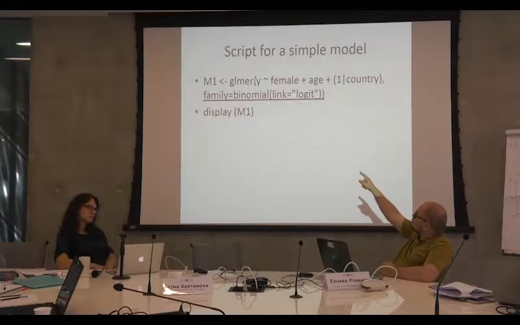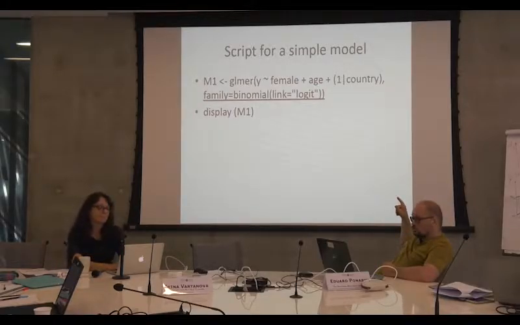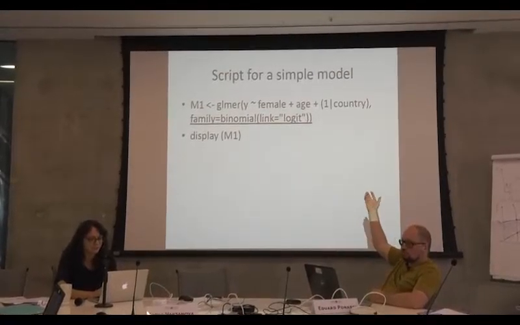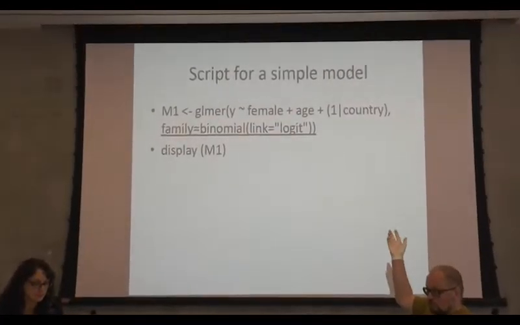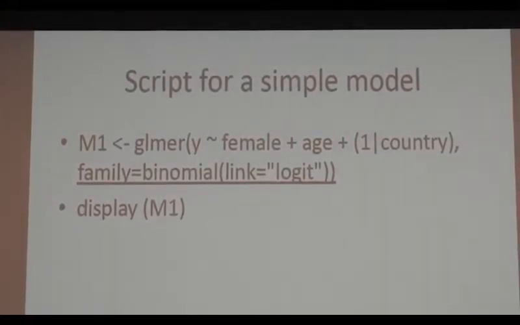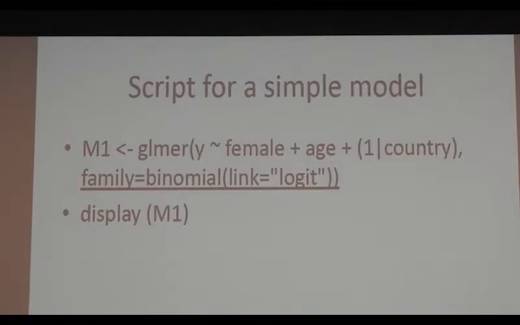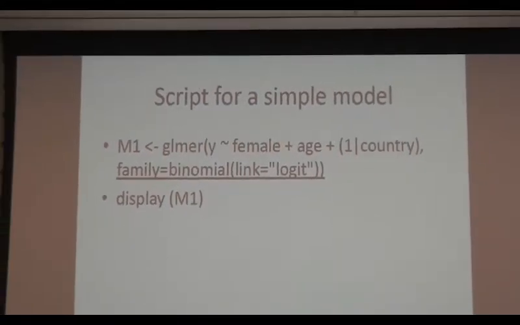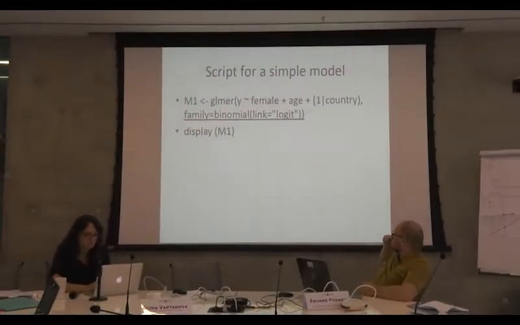Right, so family binomial, and then a sub-argument in parentheses is link logit, because, again, some of you probably know that instead of logit, you can run probit models, so the coefficients will be different. But if you want logit rather than probit, then you specify link logit. So this is how you run logistic regression in R.